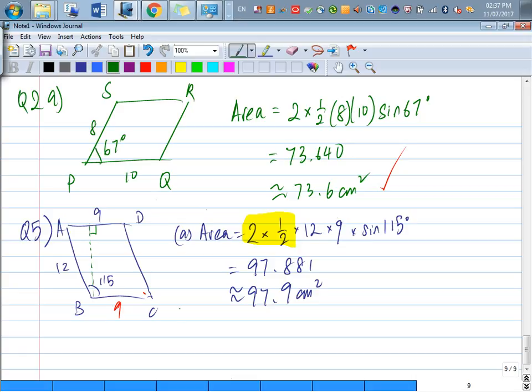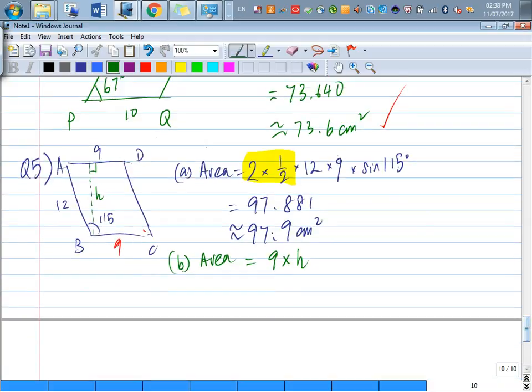So for part B, we can write the area equals to 9 times H, where this is H. Okay, you can sketch your diagram, label this as H, 9 times H. That is our area. And this is also given by what we found out previously, 97.881. So 97.881 equals to 9 times H. So H must be equal to 97.881 over 9. Answer?